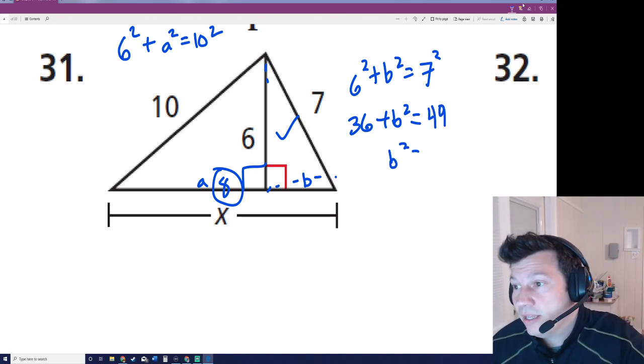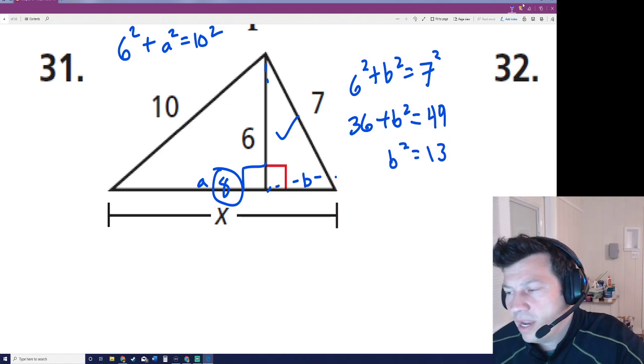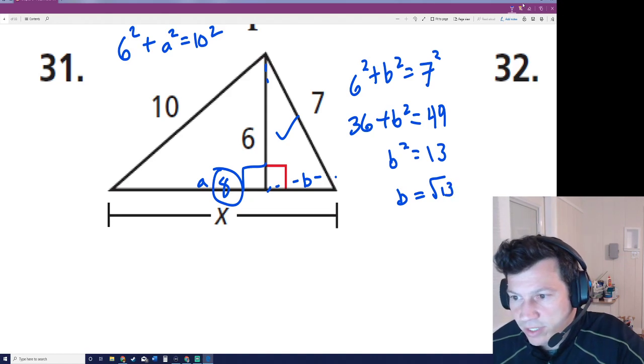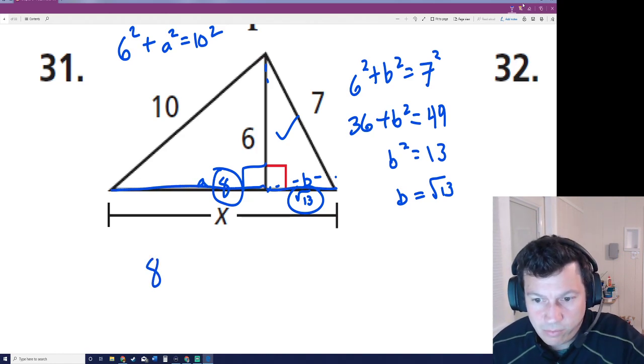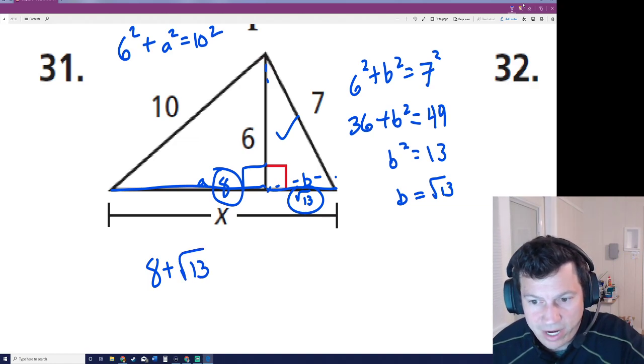So we get b squared equals 13, and that's prime. So it's just going to be b equals radical 13. So this is radical 13. So then what is x? Well, it's 8, which is this, and radical 13, which is this. Add them together. Can't combine them. So 8 plus radical 13.